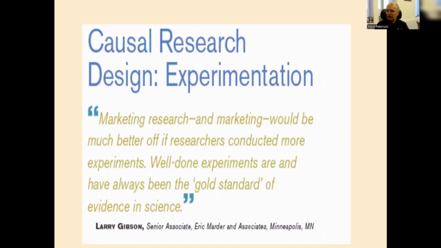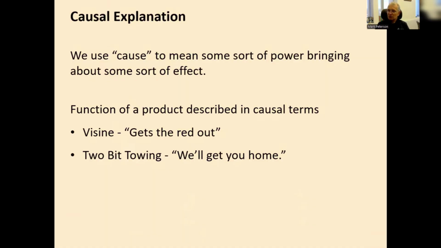Experimentation, it's the gold standard in science. So here you have a control group and random assignment of people to either the control group or the manipulation or test group, the group that receives the change or the new version of things. So this causal explanation, we use it all the time. It means that something affects something else.